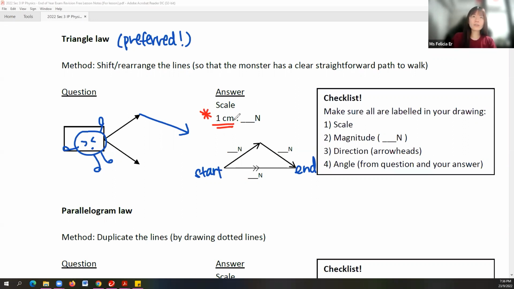Don't write a scale of like maybe 10 Newton is to something. Always start off with 1 cm, because this is the most proper way to write. But of course, if your school teacher is lenient, they may accept other formats. But take note that this is the preferred method, which is 1 cm is to something.